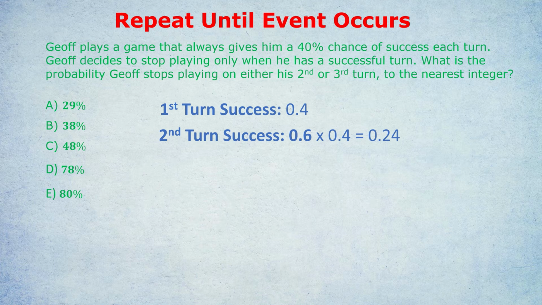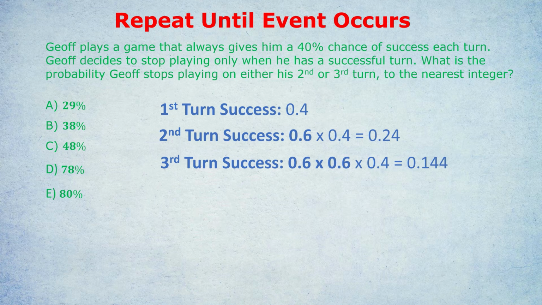What about the third turn? You may wish to pause and work this one out yourself, but it would be failure on the first turn, 0.6, failure on the second turn, 0.6, and then success on the third turn, 0.4. Multiplying those gives you 0.144.